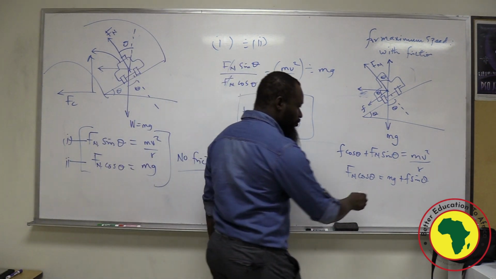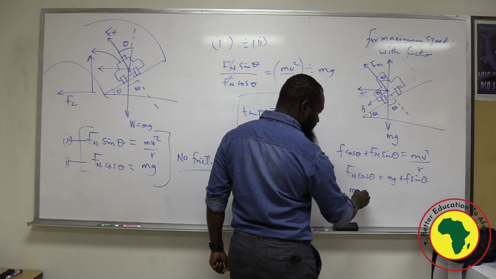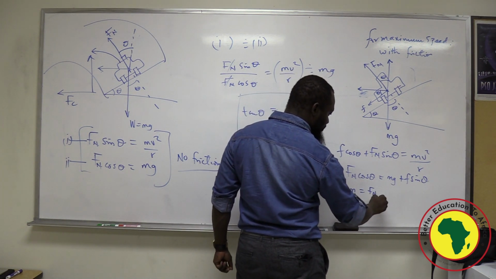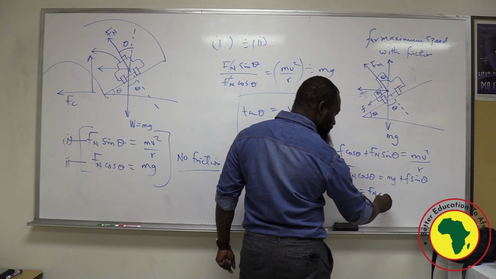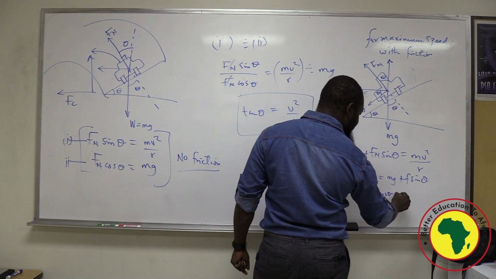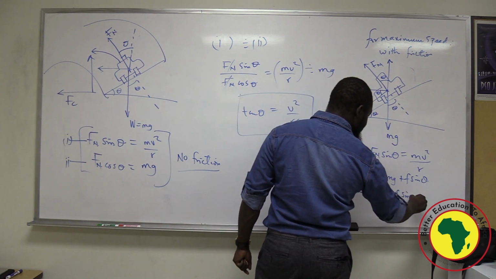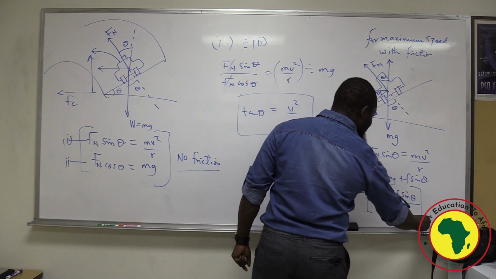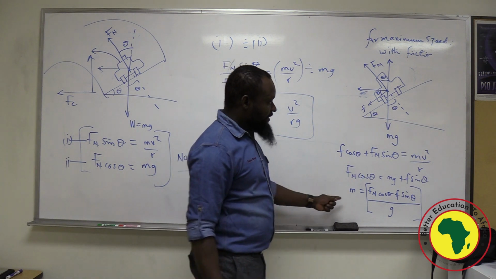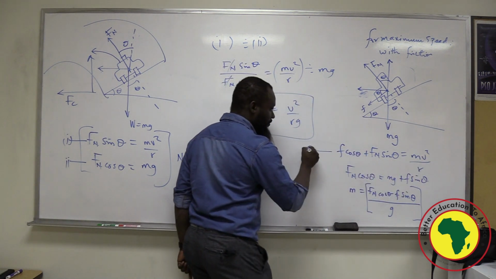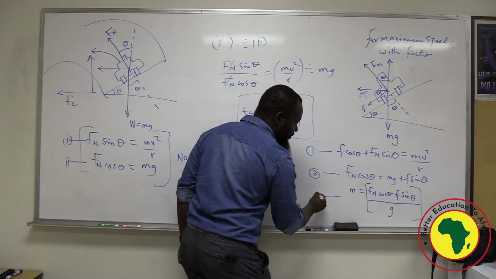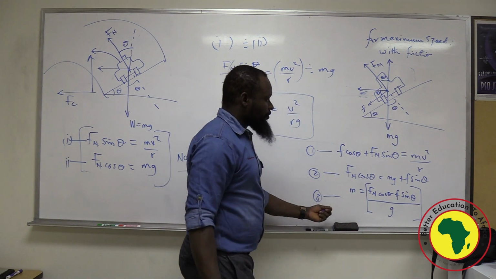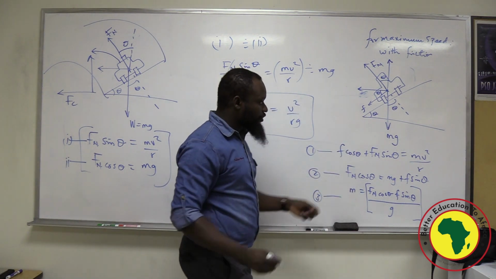Now I'll solve for mass here. Mass is normal force cosine theta minus friction sine theta, all over g. That is my mass, right? I'll call this equation 1, this equation 2, and this equation 3. I take this mass, equation 3, which I got from equation 2, and I put it in equation 1.